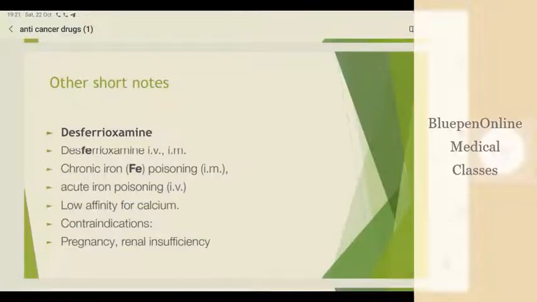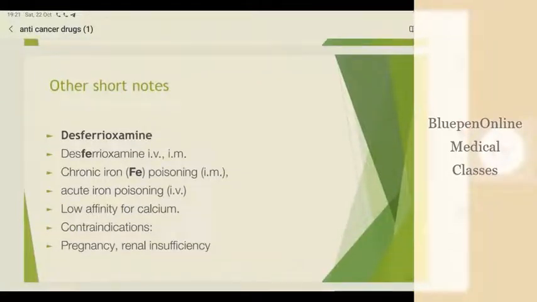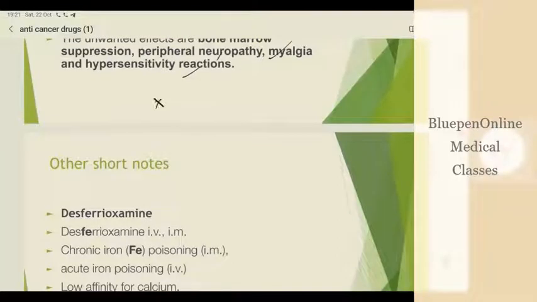So this anti-cancer drugs chapter is over. These are the different drugs. You have to learn the classification, which means you have to know which one is cell cycle specific and cell cycle non-specific. Then you have to learn the drugs one by one, and the most important is methotrexate. Then cyclophosphamide is important. Taxanes can be asked. So these are the main things.